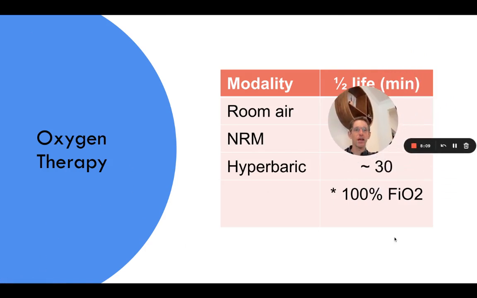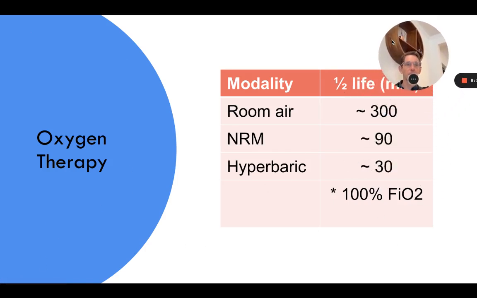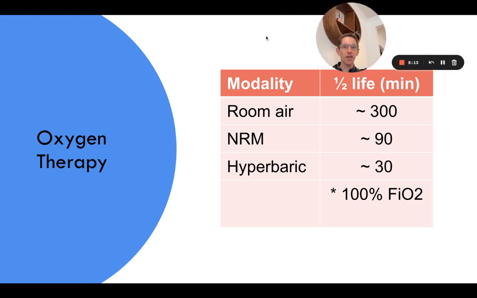And this slide is really the one that demonstrates why we're so focused on oxygen. If I can move my head out of the way so you can see it. If you're just breathing room air, it's going to take hours for the half-life of the carbon monoxide. When you're on a non-rebreather mask, we can get it down to about an hour and a half. You can see there with hyperbaric, it's very effective. The studies are somewhat conflicting on how that changes the prognosis, but obviously, if someone's exposed to carbon monoxide, it's going to take hours for them to clear that on their own.